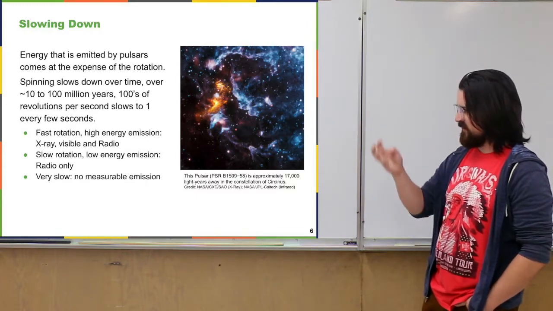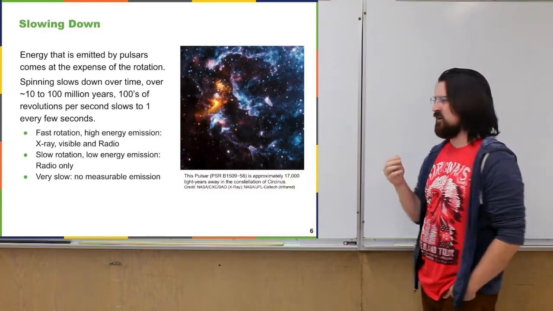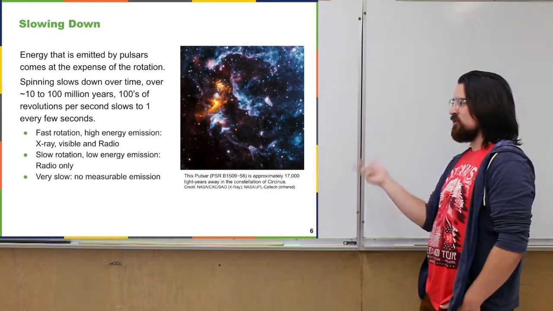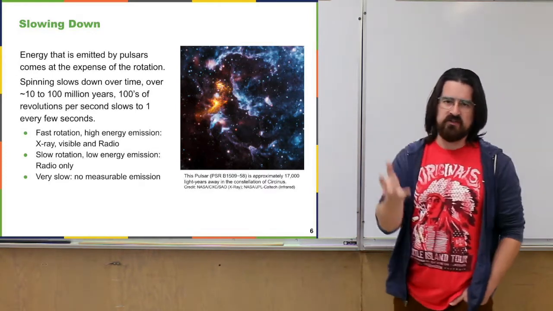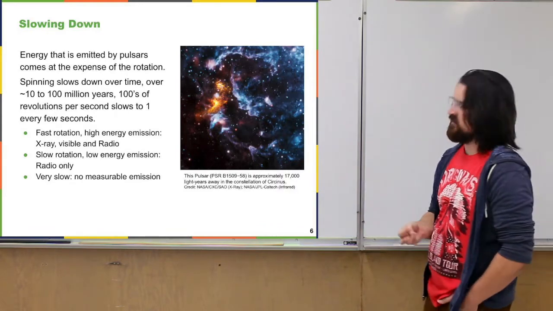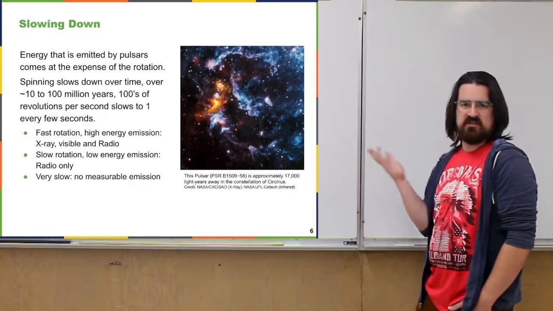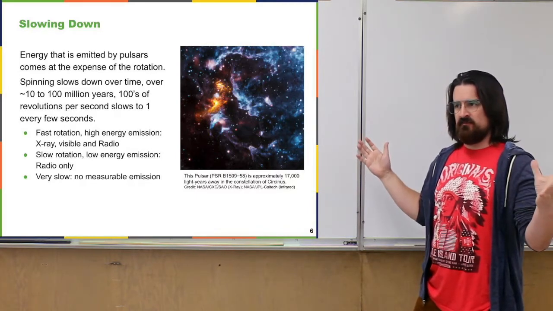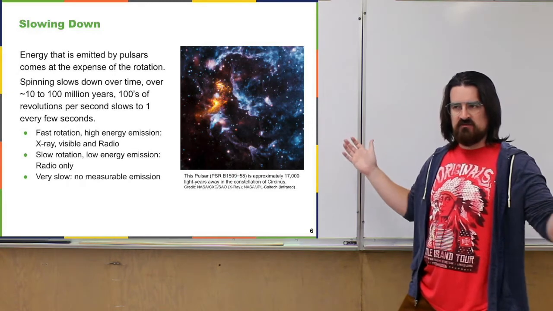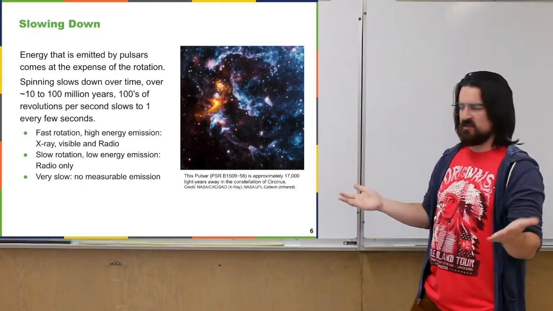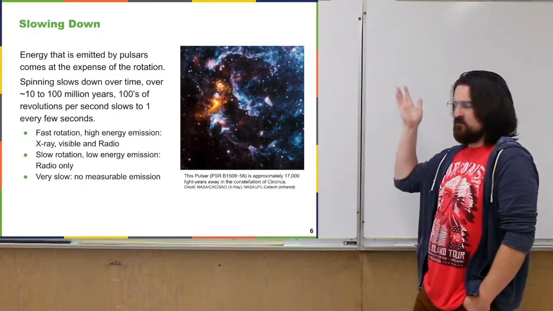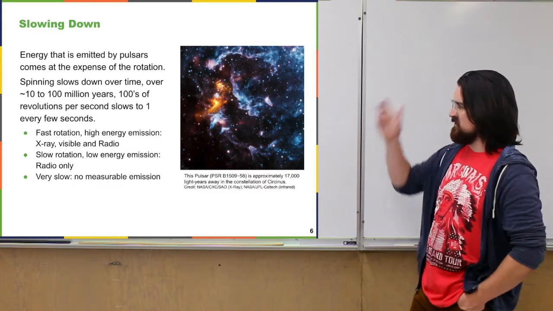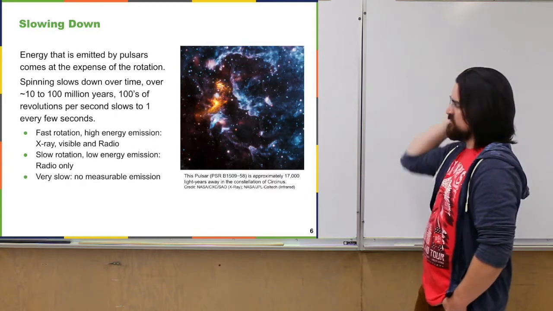So anywhere from X-ray and visible all the way down to radio. When these pulsars have slowed down quite a bit, then they can only emit lower energy electromagnetic radiation, which is basically radio. Radio waves, remember, are the longest wavelength electromagnetic radiation, and they have the lowest energy. Once they slow down enough, we basically can't detect them anymore. Right? Not really emitting much of anything. And again, that takes 10 to 100 million years.